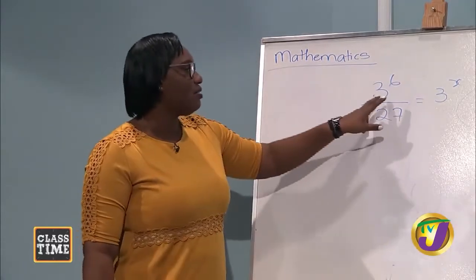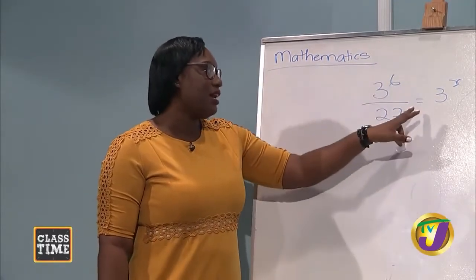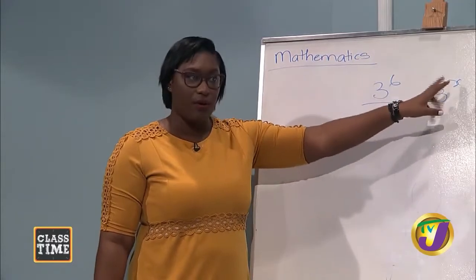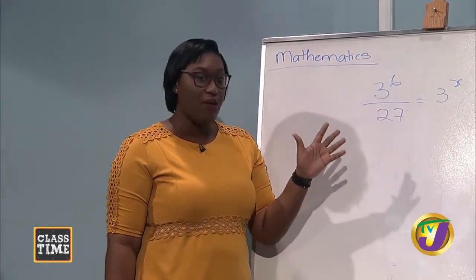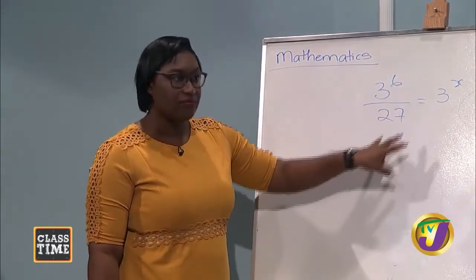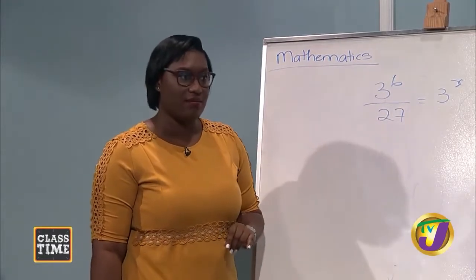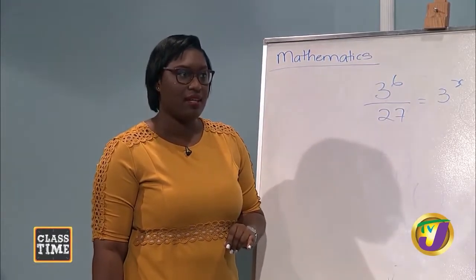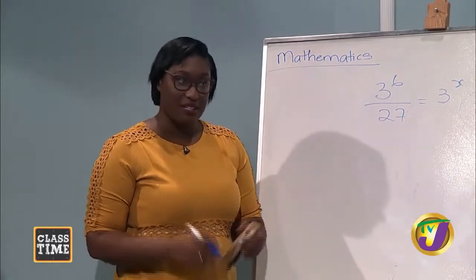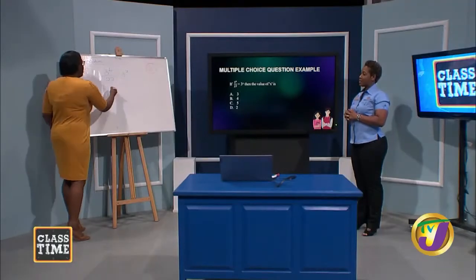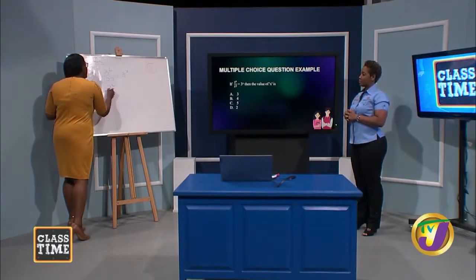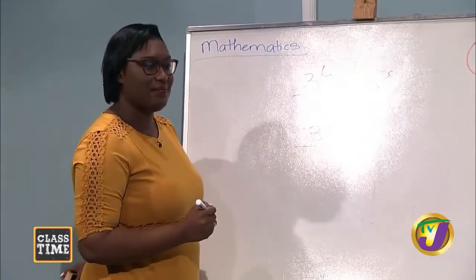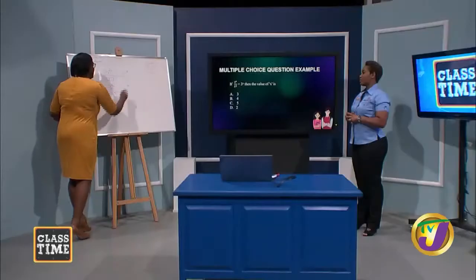So now we have 3 to the 6th power divided by 27 is equal to 3 to something power. So now we know that we can convert 27, because 3 is a factor of 27. So we can convert 27 to represent 3 to the power of something. So it's going to be 3 to the 6th power divided by 27. You have 3 times 3 is 9, 3 times 9 is 27. So that would be 3 to the third power is equal to 3 to the x.